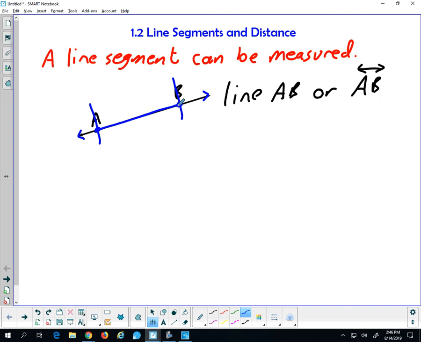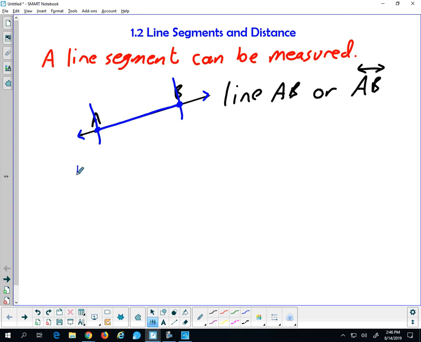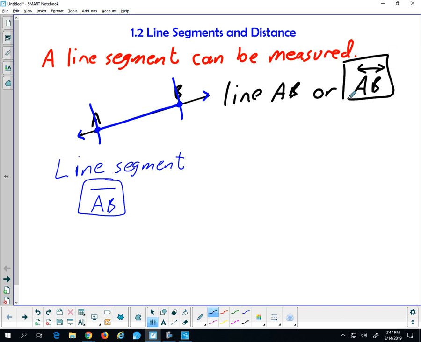Okay? So then when we name a line segment, we would name that the same way, but we would put a segment above the A and the B. Notice the segment symbol doesn't have the arrows on the ends. So it's very important that we distinguish between a line segment or a line using the correct symbol on top. Okay?